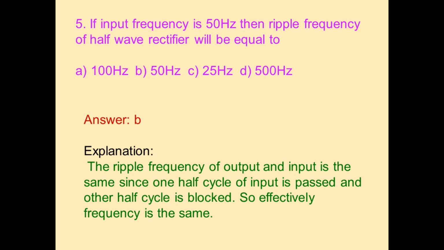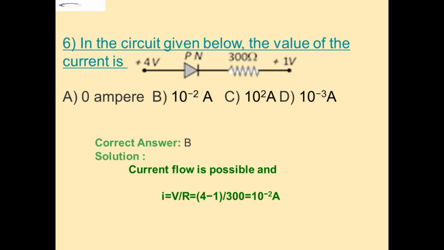These are the two problems. Yeah, next, sixth one. In the circuit given below, the value of current is. These type of model problems are important. A circuit is given, PN junction diode is given. This is the P side of the PN junction diode and this is the N side of the PN junction diode.